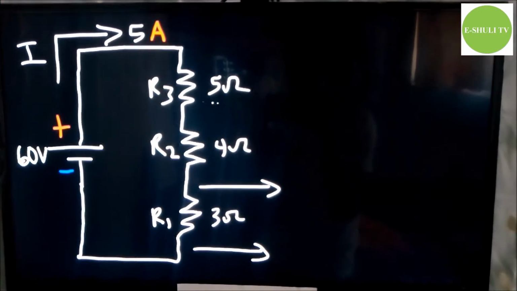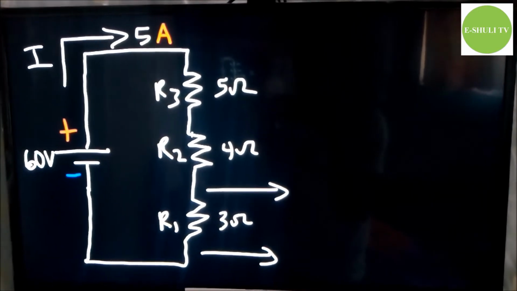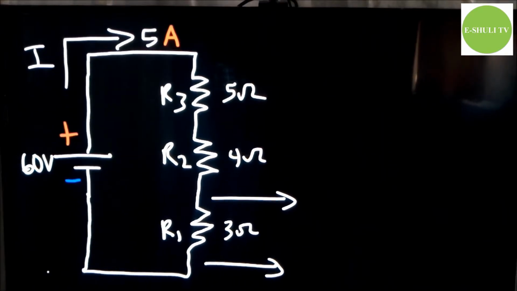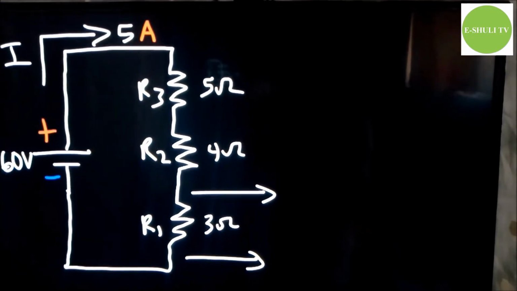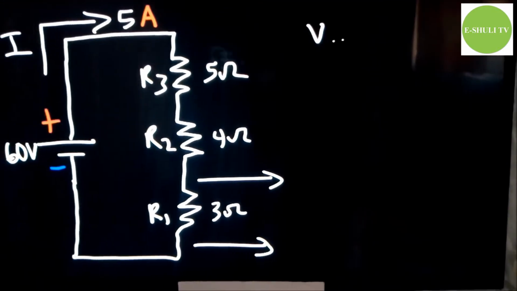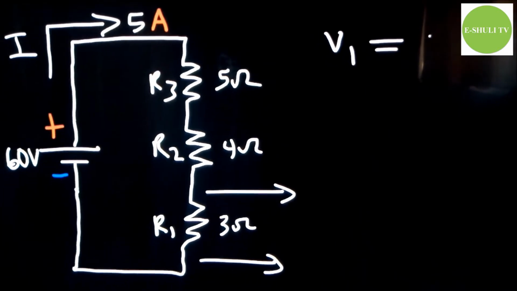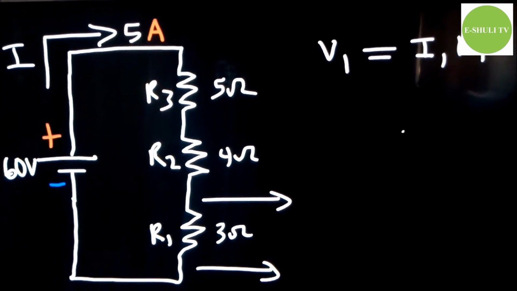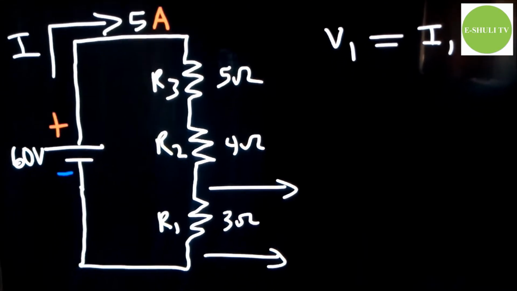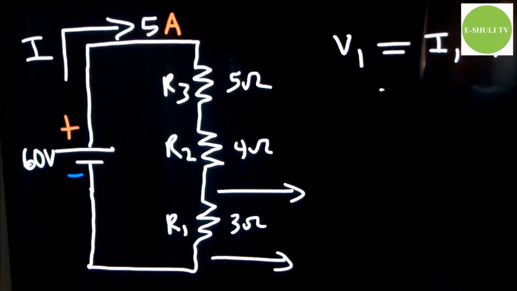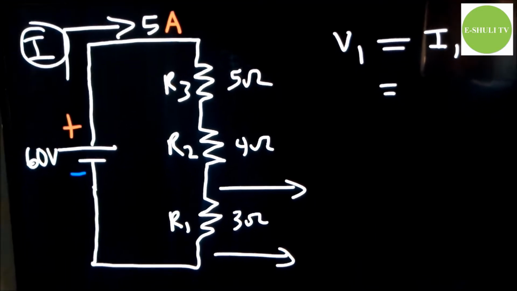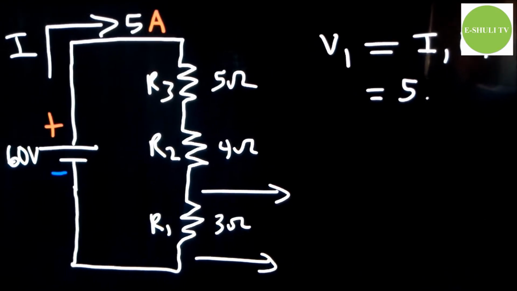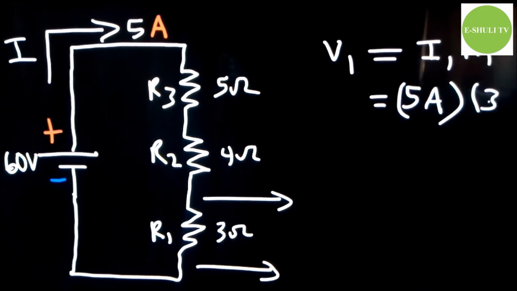Here we are going to calculate the current passing through each resistor. If you remember, in previous studies, we saw that the resistor connected in series, the current passing through them is the same, while the voltage is different. Now we are going to calculate voltage passing through each resistor.